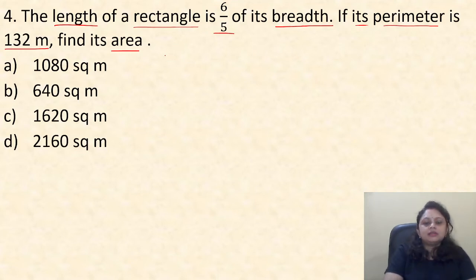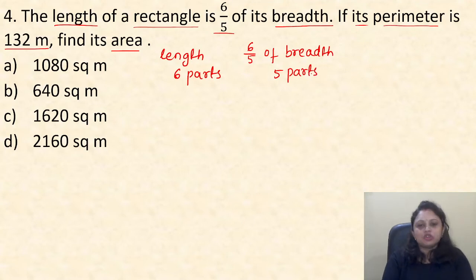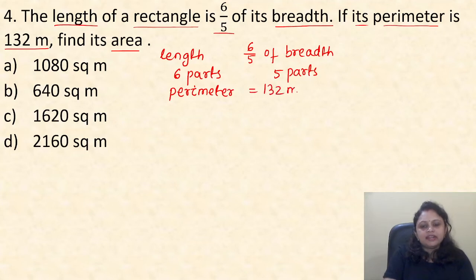So for the rectangle, it is given that the length is 6 by 5 of the breadth. Or we can say if length is 6 parts, then breadth is 5 parts. In this way also we can write it. So what is given? The perimeter of the rectangle is equal to 132 meter. And what is the formula for perimeter?